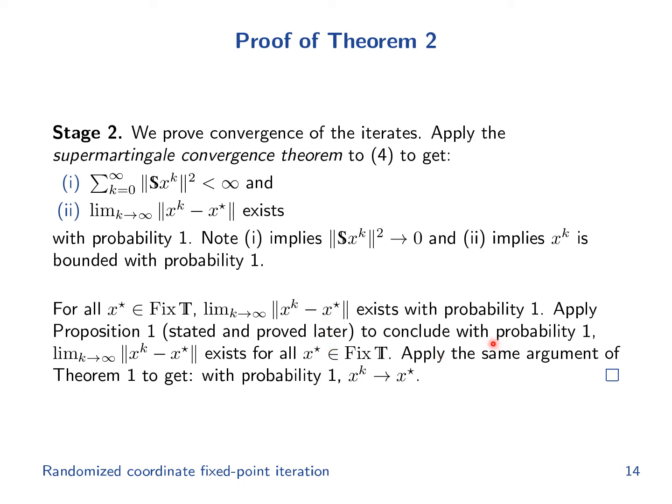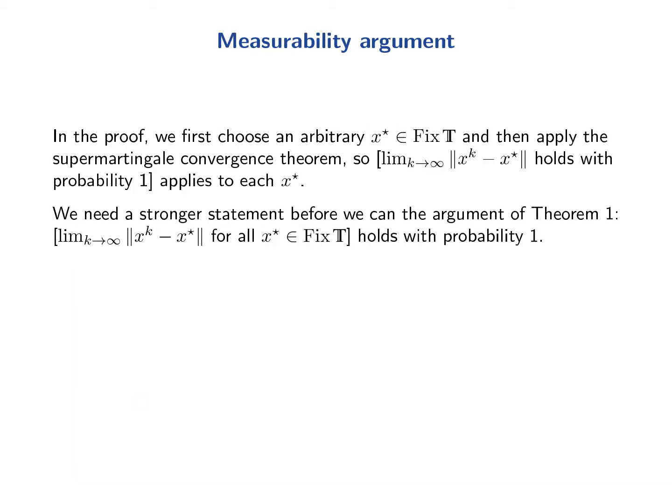But other than that, ignoring probability 1, this convergence statement is something we have seen in stage 2 of Theorem 1. So applying the same argument as in Theorem 1, we can obtain with probability 1, the xk sequence converges to x star, which is a fixed point. And this proves Theorem 2. Now let's look at the subtleties in stage 3 of the proof.